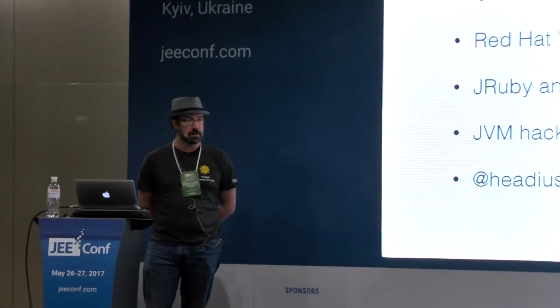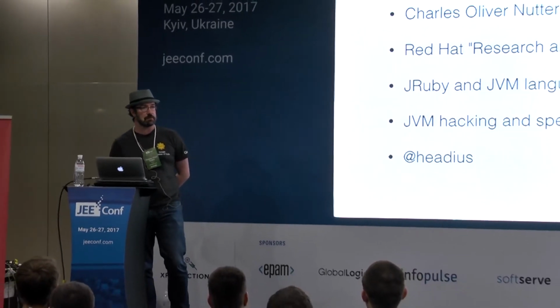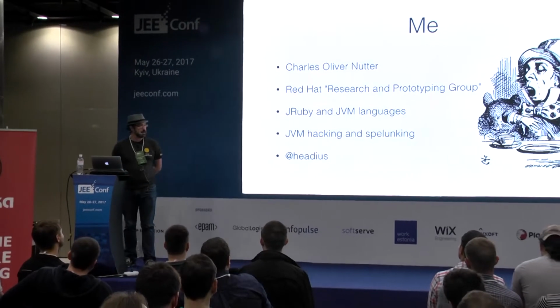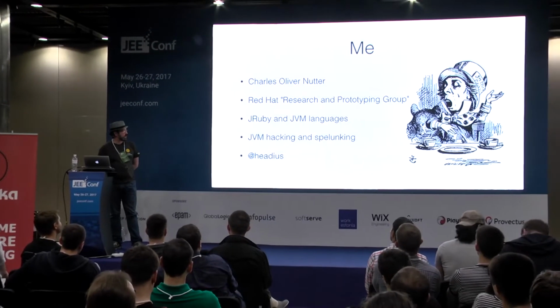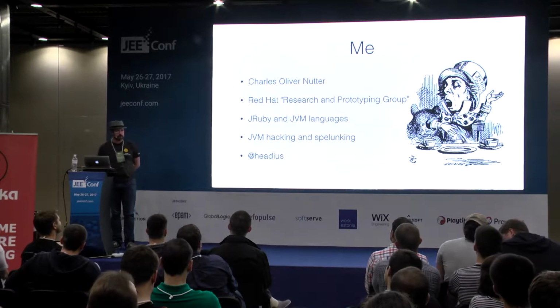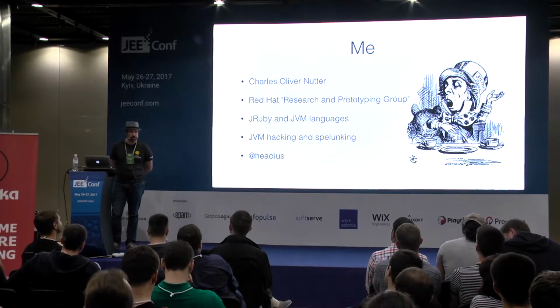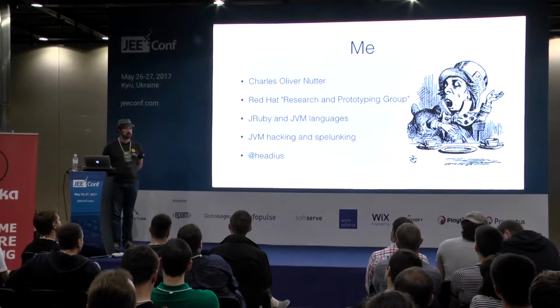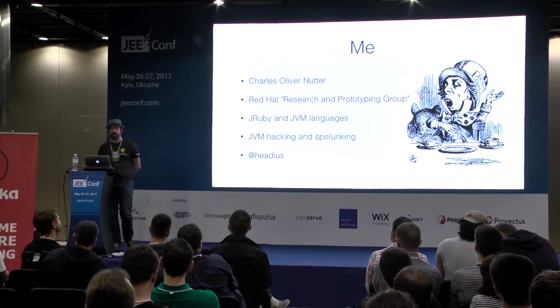I have been working on JRuby for the past 10 years, full-time. First at Sun Microsystems, then at a company called Engine Yard, and then later on at Red Hat for the past 5 years. And my work on JRuby is largely in compiler work, optimization, digging into deep, low-level details of the JVM, trying to get Ruby to run as fast as possible.